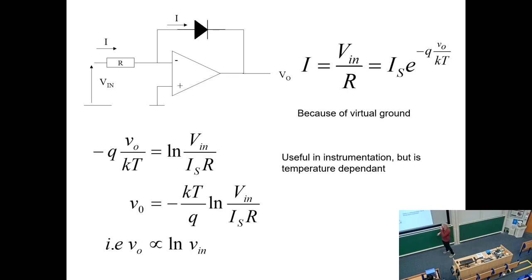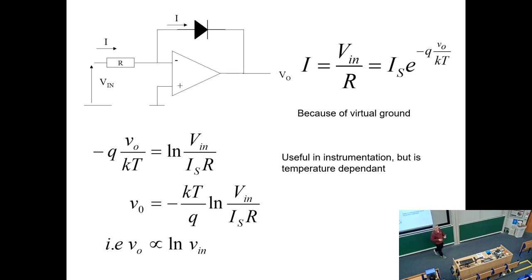And we can get rid of the I at that point then. And then if we just take the logs of both sides, the log of the exponential just gives us the exponent, and then the log of the input side. And we can rearrange that to give us V out is equal to some notional constant, slightly dependent on temperature, multiplied by the log of some scaling factor, because these are fixed, times V in. So output is proportional to the log of V in.